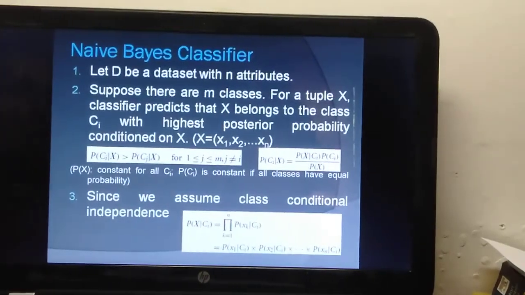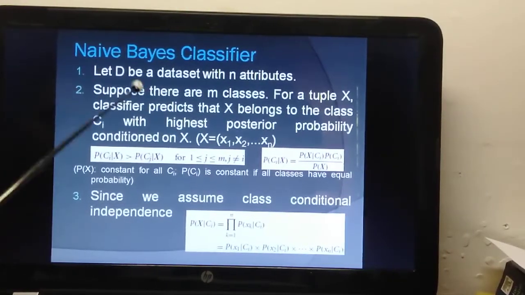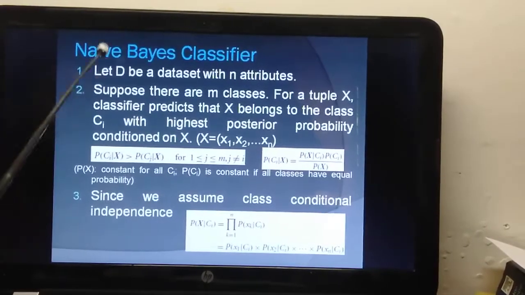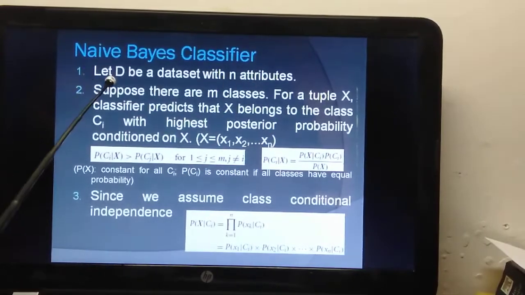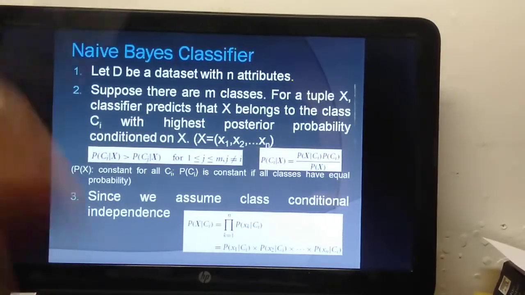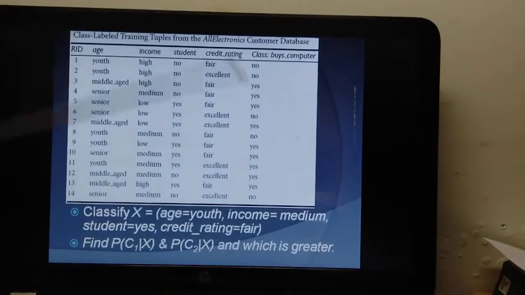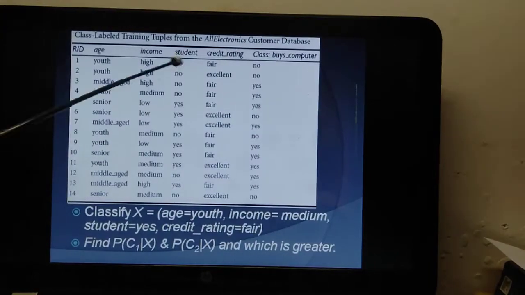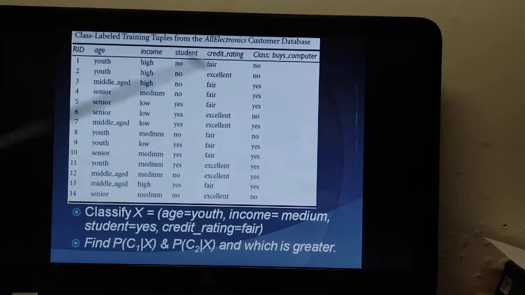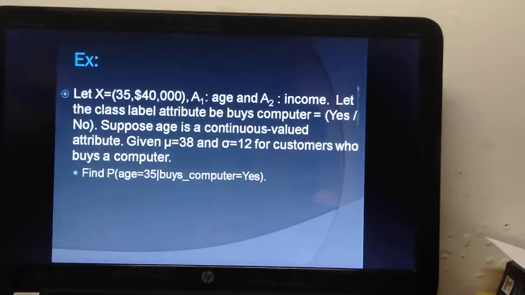Okay, now let's go for naive-Bayes classifier. Once you know the Bayes theorem, then we can just apply it to the classification problem. Now pay attention. There is a data set D with n attributes. So the number of columns is the n attributes. So we have over here a data set D with 1, 2, 3, 4 attributes. This is the class, so it's not counted as an attribute. That's the hypothesis. So 1, 2, 3, 4 attributes are there in this particular data set.